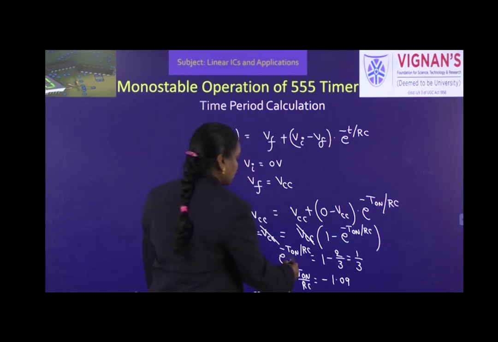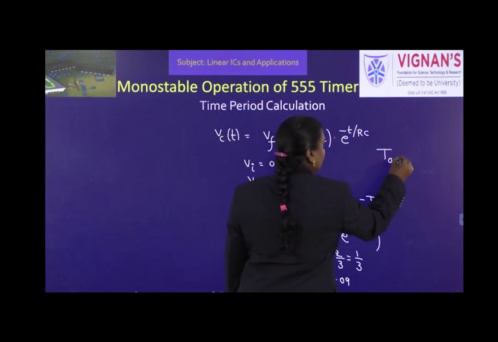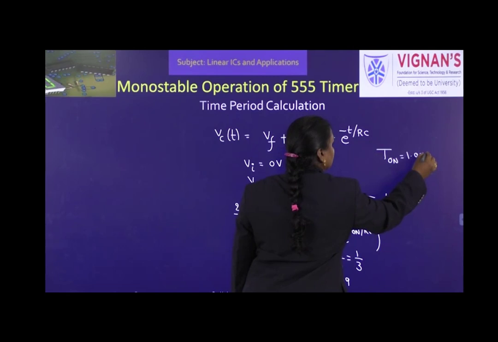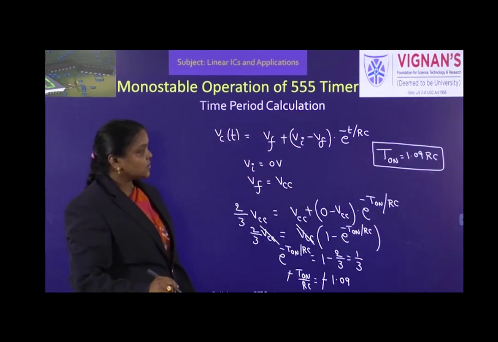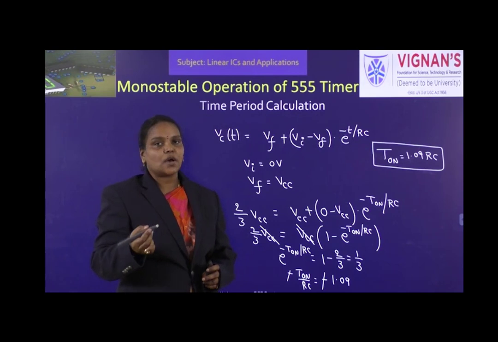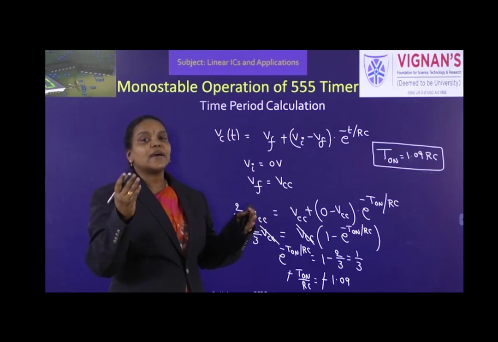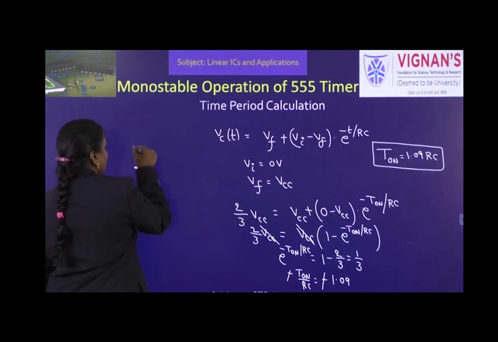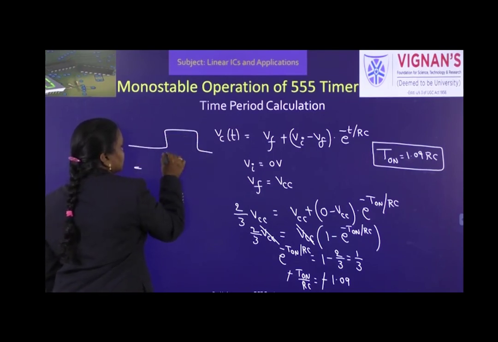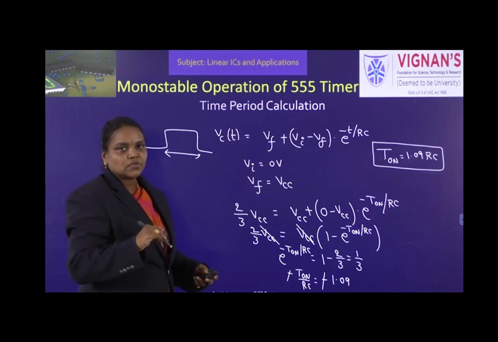Okay. Now what is RC? This minus and minus also get cancelled. Now what is the on period? T on is equal to 1.09 RC. So it is 1.09 times RC. If RC values are big, its on period will be high. If RC values are small, its pulse width will be small, because the output will be like this. So this is the on period. So its on period depends on R and C values.